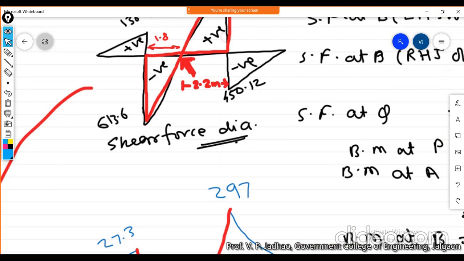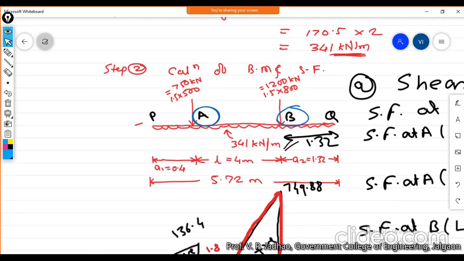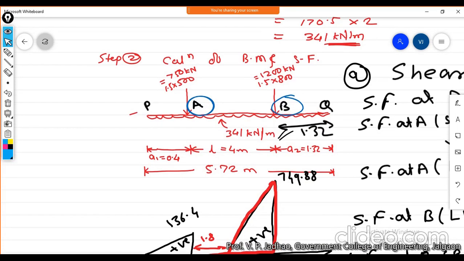So the maximum bending moment will be at a distance 1.8 meter from the support A. So maximum bending moment will be acting somewhere here. Now we have to calculate the maximum bending moment.